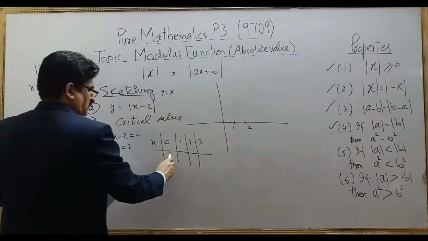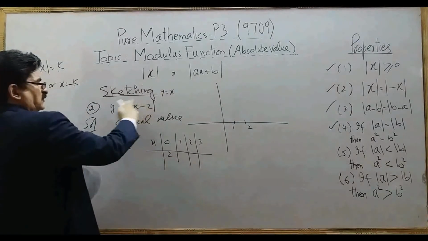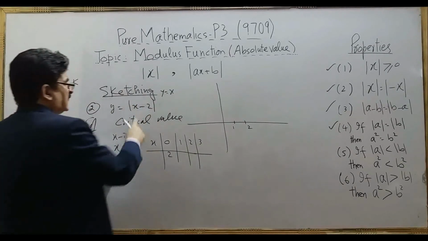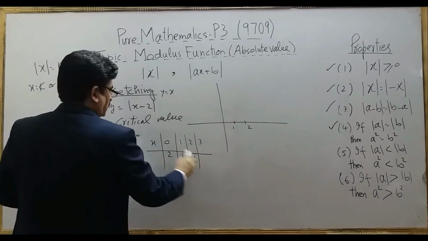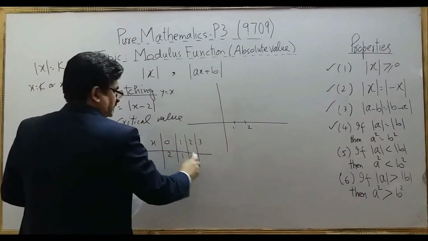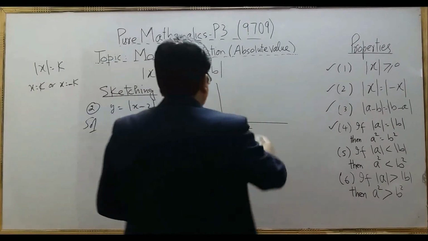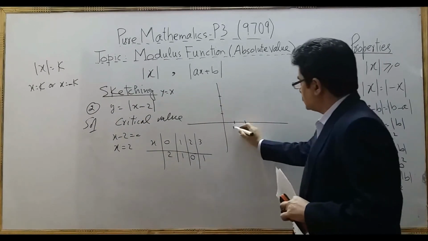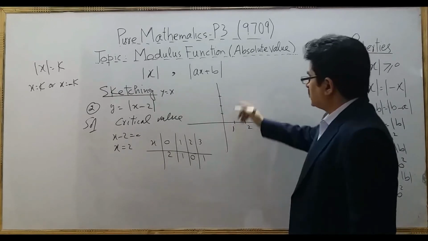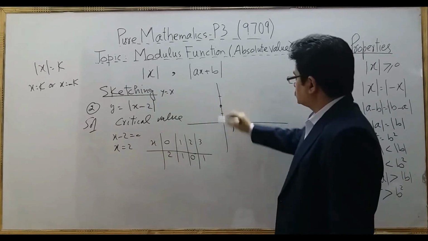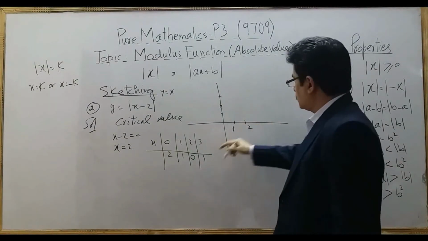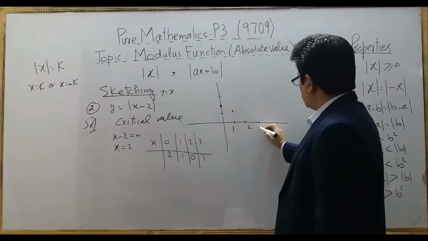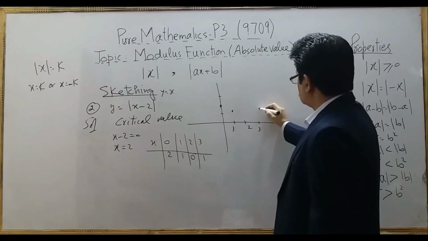So put x equal to 0. Be careful, you are taking the modulus, we are taking the absolute value which is positive. Take x as 1, you will get 1, here you will get 0, as you have seen, this is the critical value, and at 3 you have 1. So with the use of a ruler and pencil, you will sketch this graph. At 0 the value is 2, the graph will pass from here. At 1 you have 1, the graph will pass from here. At 2 you have 0, the graph will pass. Then at 3 you have again 1.